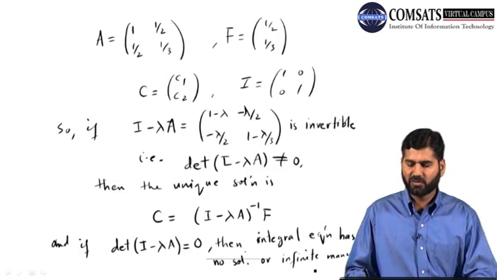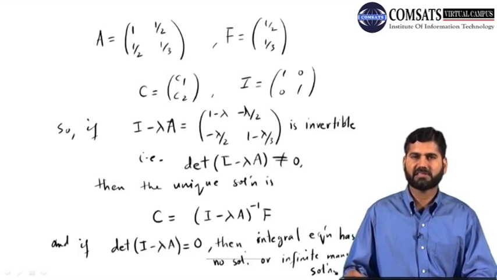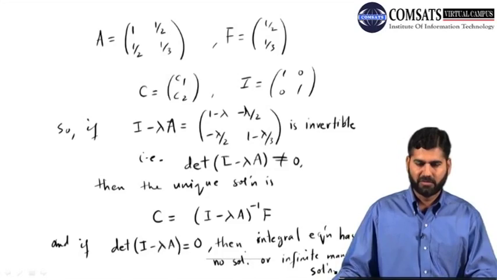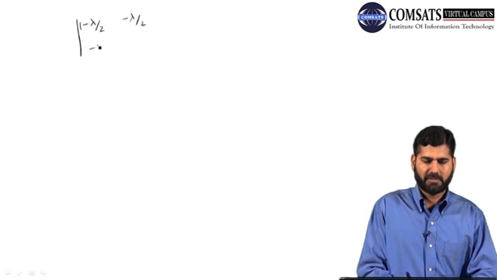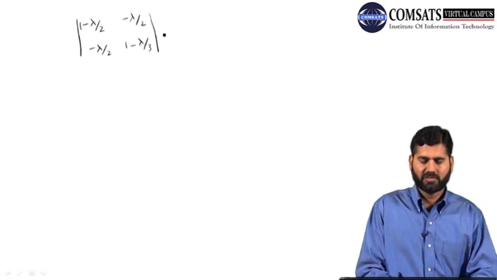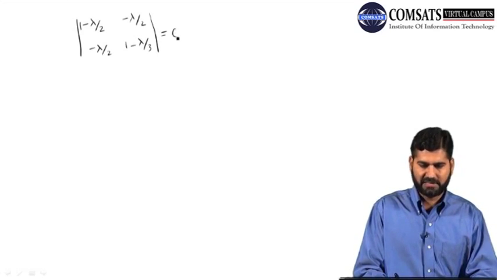So how will we get to know how many solutions there are, whether it's infinitely many or not? Let's see what those values are. Let's take the determinant of that matrix: 1 minus lambda by 2, 2 minus lambda by 2, 1 minus lambda by 3. This was the determinant, right? Let's see when this is equal to 0.